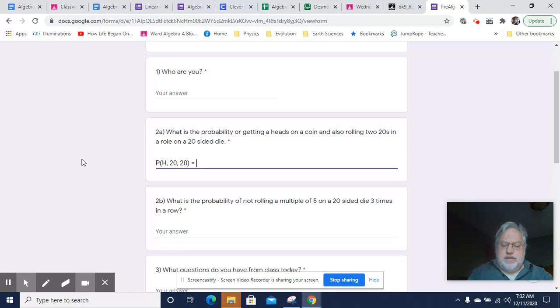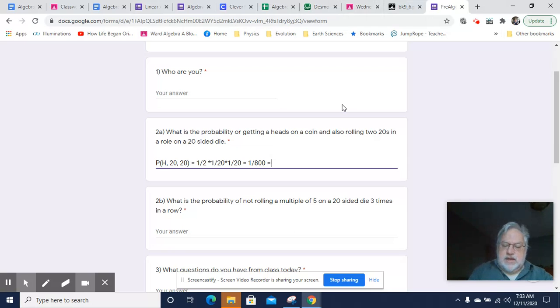So we're just going to have the chance of getting heads, which is 1/2, and then the chance of getting a 20, which is 1 out of 20, and the chance of getting a 20, which is again 1 out of 20 on a 20-sided die. So the probability is going to be 1 out of 2 times 20 times 20, which will be 800. So that's the probability of getting that.